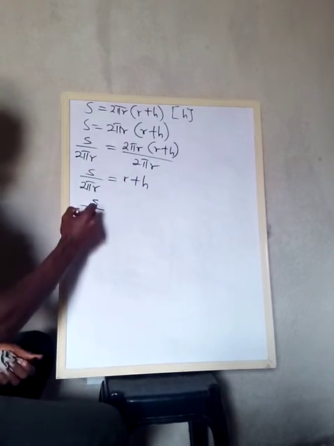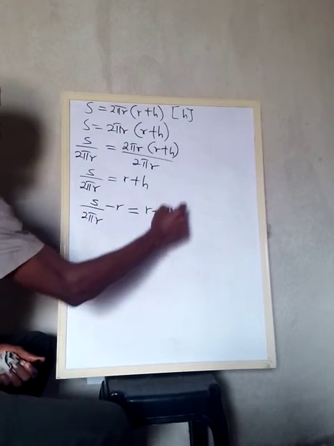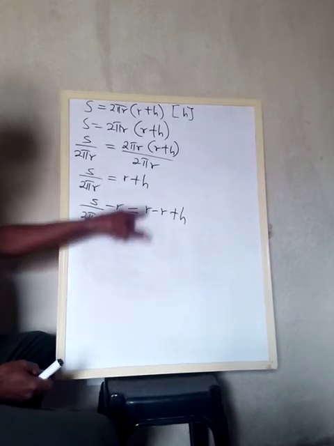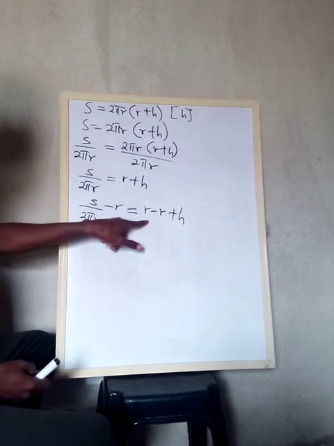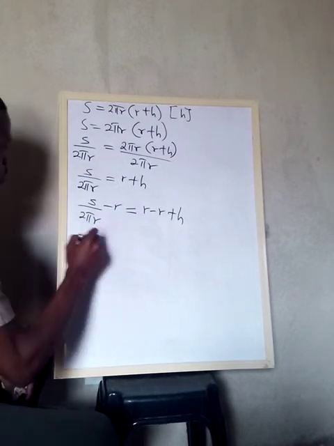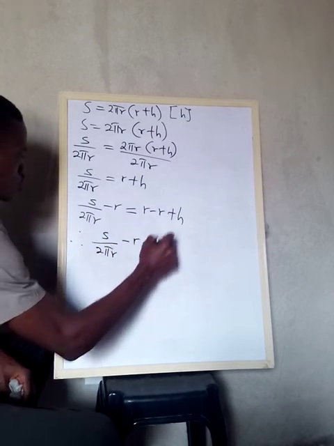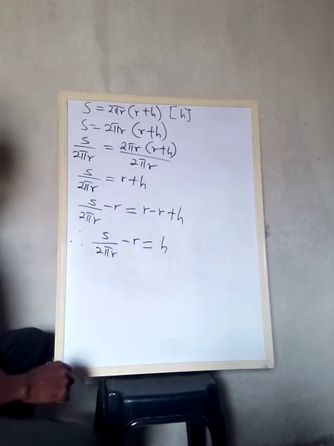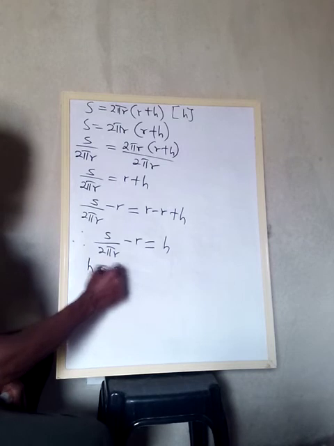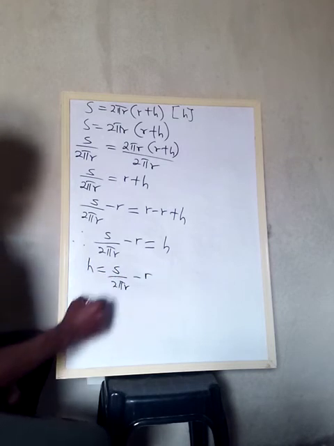Therefore, we have S over 2πr minus r equals r minus r plus h. To remove r here so that h remains alone, because we have done that here, we also do it here to balance the equation. Therefore, S over 2πr minus r equals h. r minus r is 0. Okay, so h is already equal to this. We could do this: h equals S over 2πr minus r. We could also go ahead and solve further.